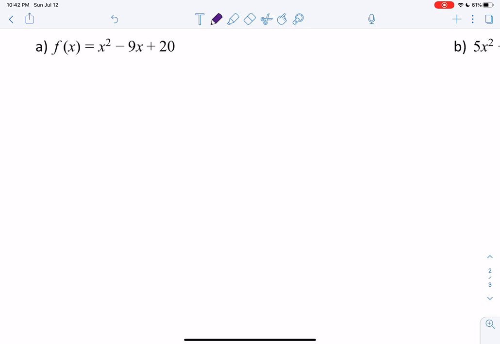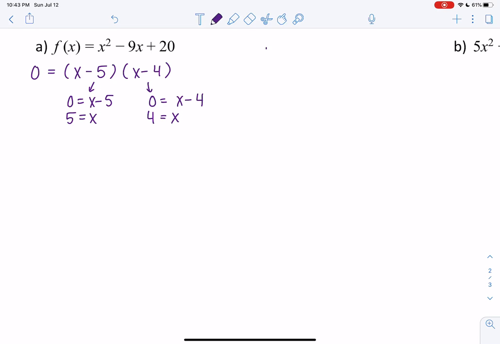So I do that by setting the equation equal to 0 and factoring it. So two numbers that add to negative 9 and multiply to 20. So that would be x minus 5, x minus 4. And then I set both of those brackets equal to 0. So I have 0 equals x minus 5. So my first one is at 5. And my second one is at 4.